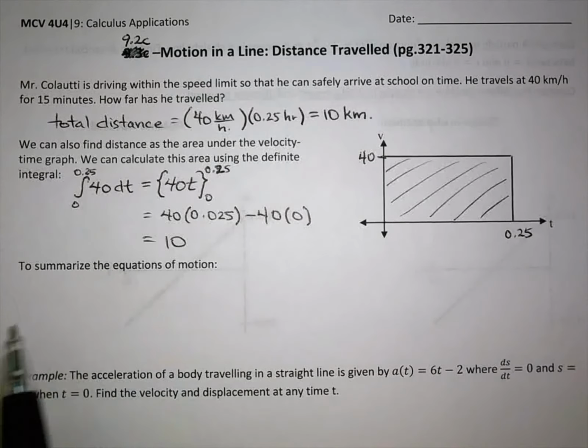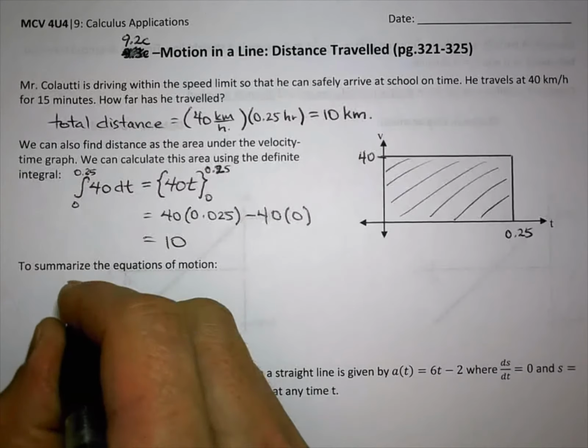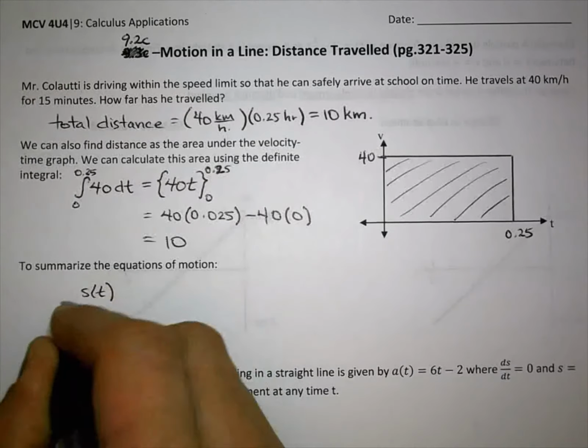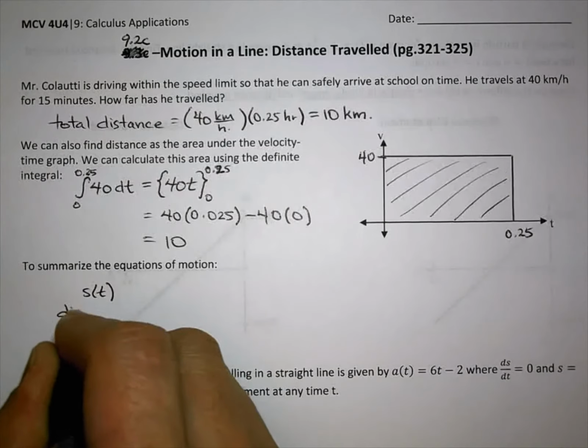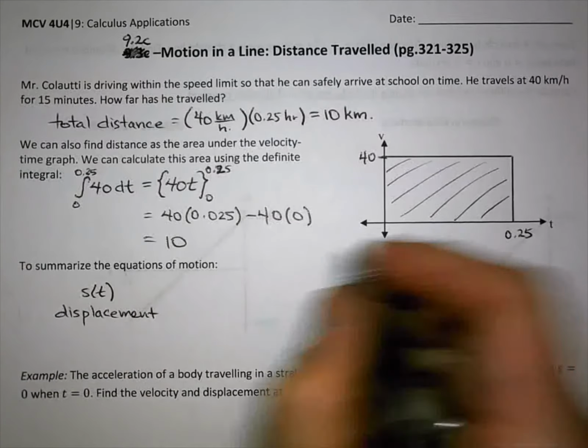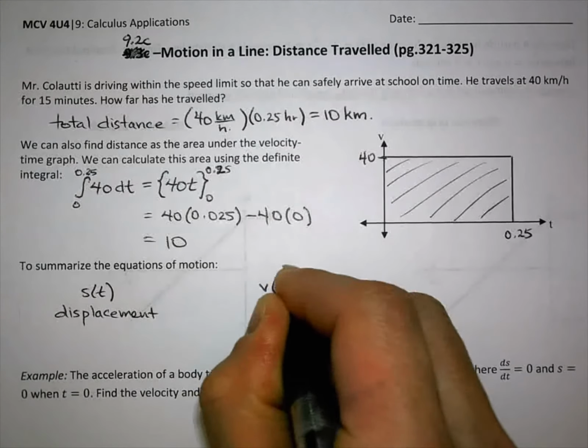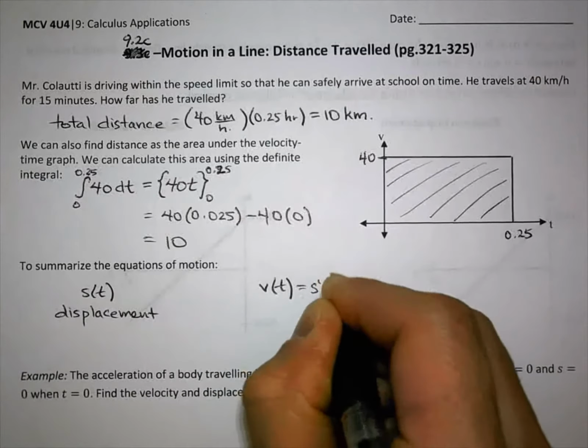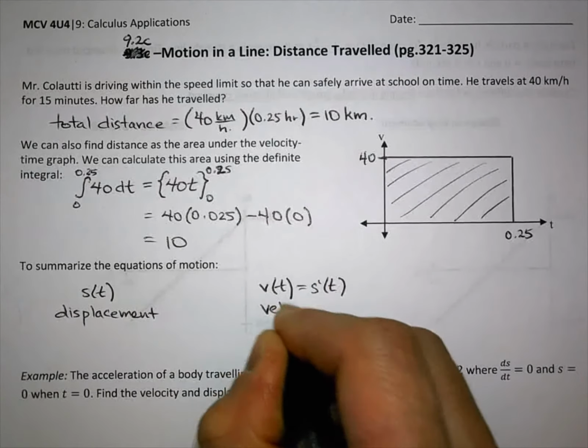So just to summarize, this is our last section looking at motion. So far we've learned about s of t. That's what our textbook calls displacement. I call it the position. And we have v of t, which is the derivative of s of t. That's the velocity.